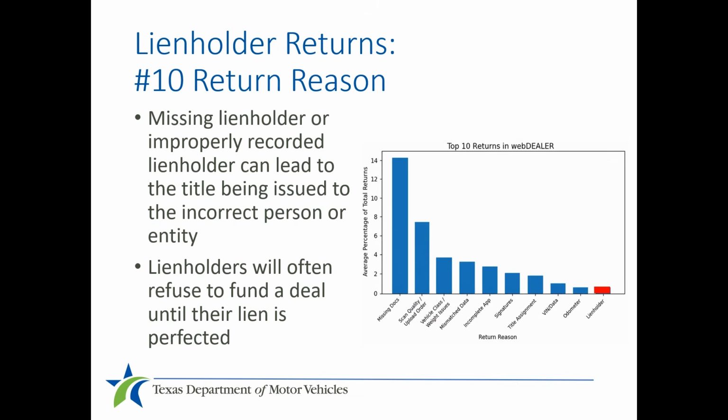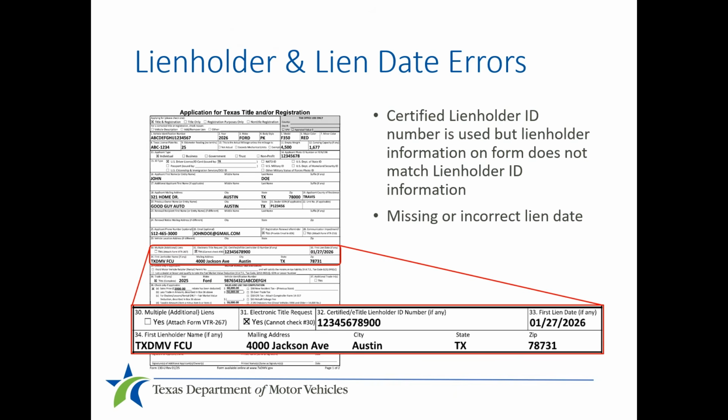Let's look at why these mistakes commonly happen. One common issue occurs when a certified lienholder ID is used, but the information entered on the 130U doesn't match the information tied to that certified lienholder ID. Another common issue involves lien dates that are missing or listed before the actual date of sale. To avoid these problems, always verify lien information before completing the 130U.